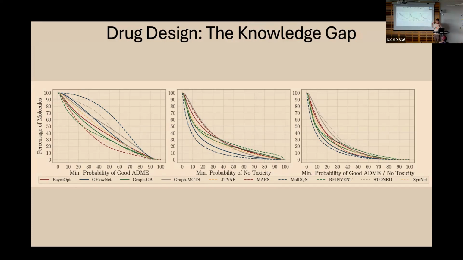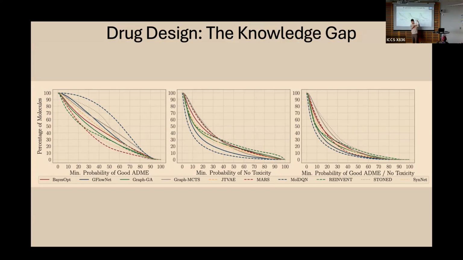And here, I want both things. So I want the classifier to say, so let me explain these plots. What I'm saying is, here is my classifier's probability that you have a good ADME profile. So at the x-axis 90, my classifier says there's a 90% chance the ADME profile is good. The y-axis is measuring, for all of these different molecular design methods, there's 11 methods here from the recent literature, what fraction of their top molecules did they get to keep?